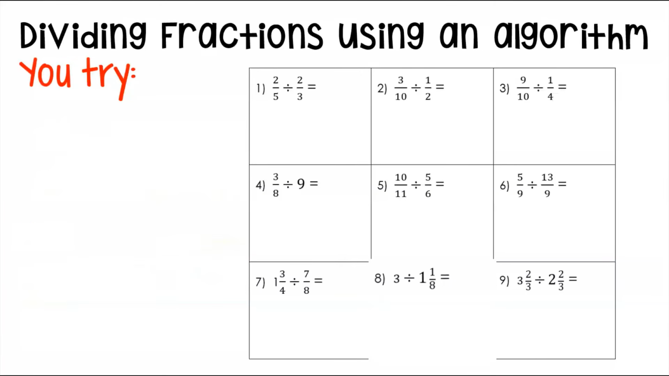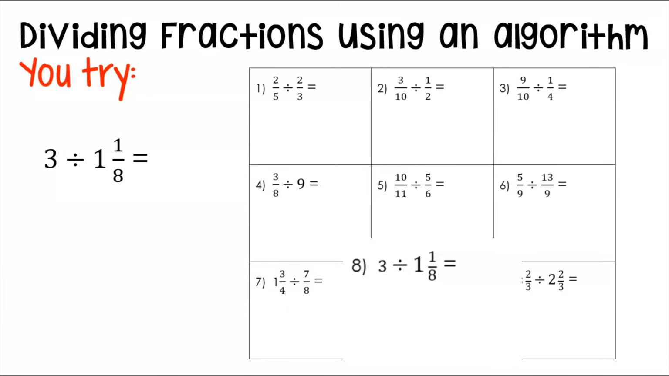Now you try question number 8. The problem is 3 divided by 1 1/8. Remember, we can't use 3 in its current state. We need to make it into a fraction, and any whole number can be kept as a fraction by placing it over 1, so 3/1. Then we're going to change from division to multiplication. And then we're going to flip, or find the reciprocal of, the second fraction.